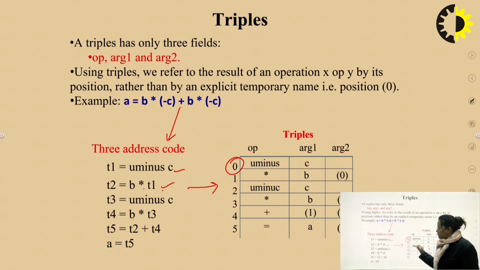Then unary minus C at position 2. Then B multiply T3, and T3 is at position 2, so we write multiply B and 2. After that, T2 plus T4: T2 is at position 1 and T4 is at position 3, so we write plus 1 and 3. These represent the position of that particular instruction. Then the last is A equals T5, so equals A and then 4.